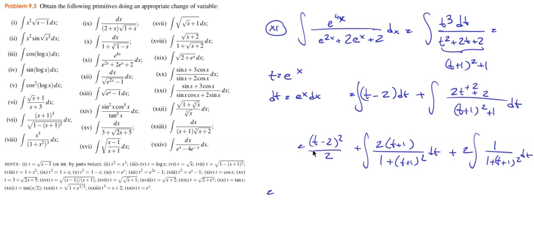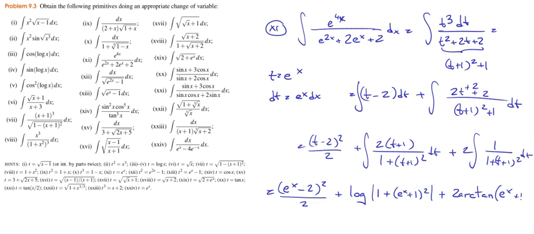And so if we undo the change of variable, you have e to the 2x over 2 minus 2e to the x, plus the logarithm of 1 plus e to the x plus 1 squared. Okay, and plus 2 times the arctangent of e to the x plus 1, plus c.